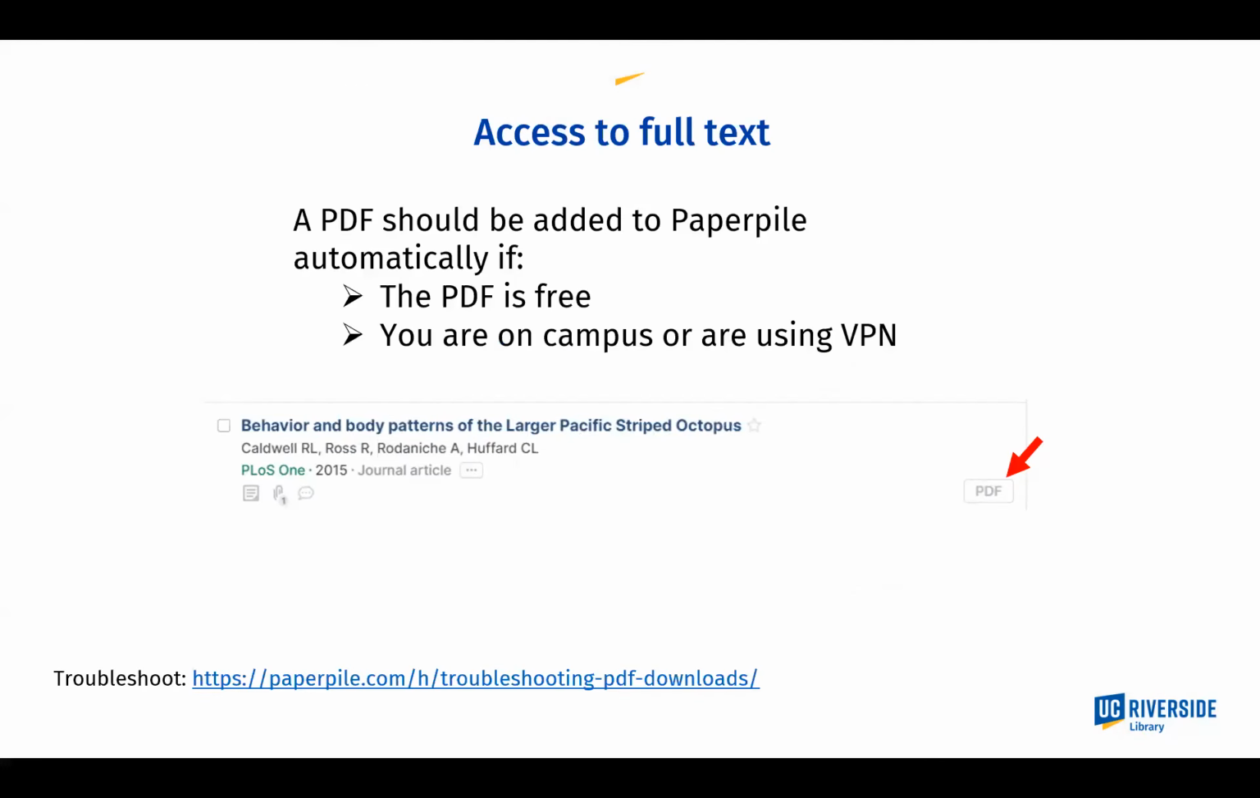So, a couple things about PDFs. When you add something to Paperpile and there's a PDF available, it should just come in automatically, if the PDF is free, like there's not a charge for it. And you would also need to be on campus or using the VPN, so it recognizes that you're associated with an academic institution that has this agreement. So that should work, but sometimes it doesn't. That's why I've got the troubleshooting link at the bottom for situations where it might not work as you expected.